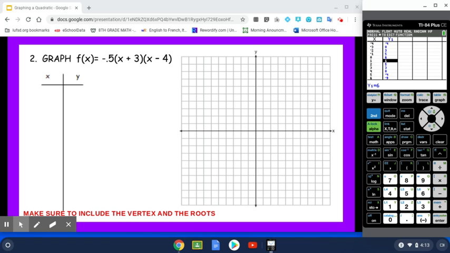Now, some of you may not know that. So what I'm going to show you now is how you can find your vertex using the calculate button, okay? So what you're going to do is you're going to press second trace, which is calc.